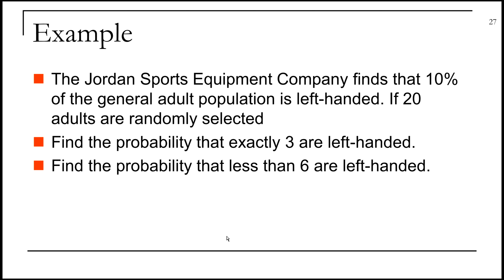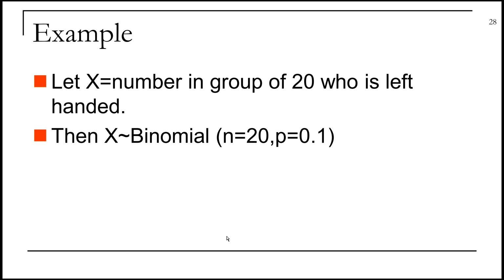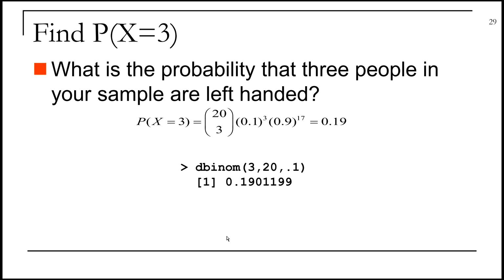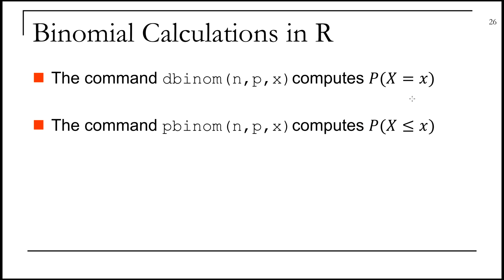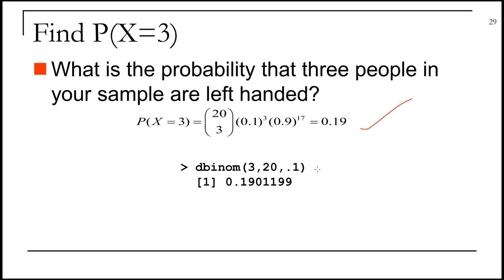As an example of this, the Jordan Sports Equipment Company finds that 10% of the general adult population is left-handed. If 20 adults are randomly selected, what's the probability exactly 3 are left-handed? What's the probability that less than 6 are left-handed? So if x is the number of people in a group who are left-handed, x is binomial, n equals 20, p is 0.1. We want the probability x equals 3. You can do it by hand or just call the computer, and that's what the call is in the computer. And I realize there's a typo here. This should be x and p and x and p. Sorry about that. The order actually does matter here.